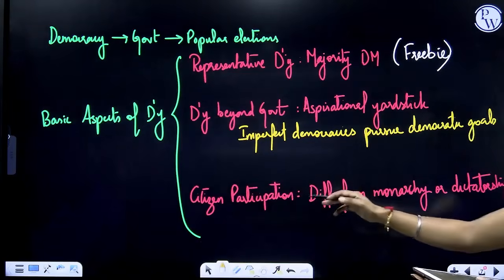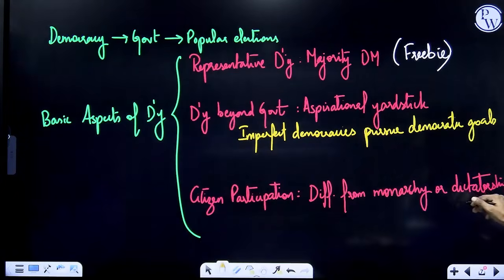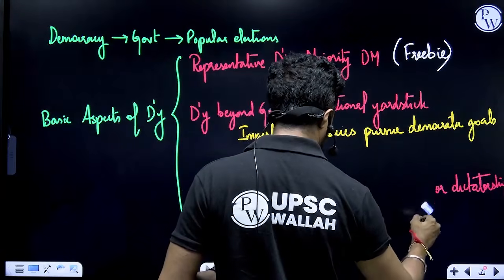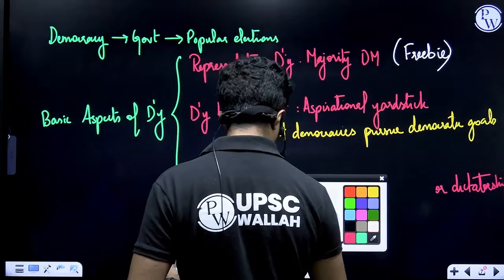Last aspect, citizen participation, different from monarchy or dictatorship. One another suggestion I got was that many people are unable to understand my handwriting.